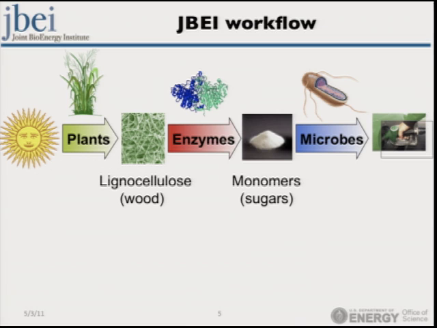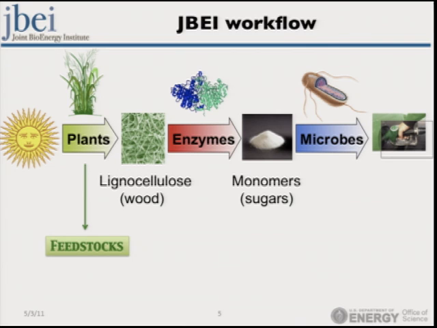This is our work chain. We basically grow plants. We take the energy of the sun, we store it in plants. We take that lignocellulose, we deconstruct that through pretreatment and enzymatic treatment into monomers, and then we ferment those sugars into biofuels with the aid of genetically engineered hosts, in our case E. coli and yeast, and we're working also on Sulfolobus. For each of these processes, we have a division.